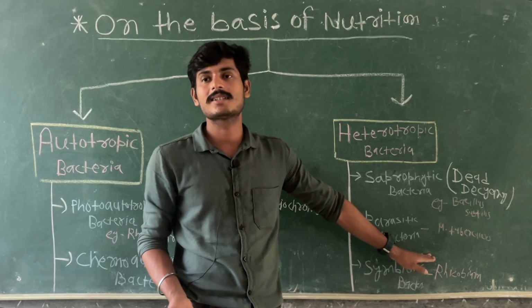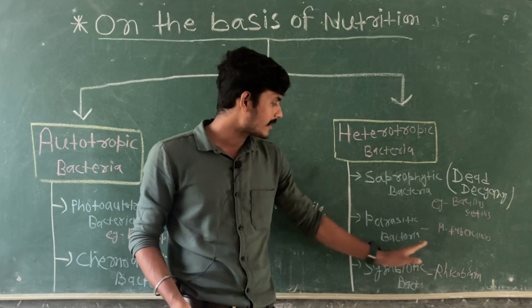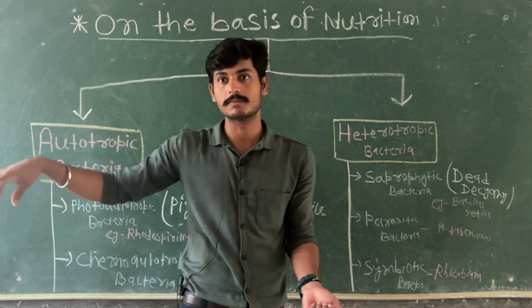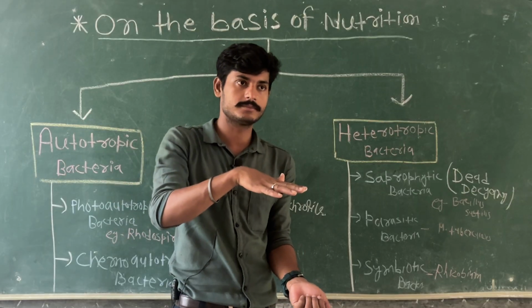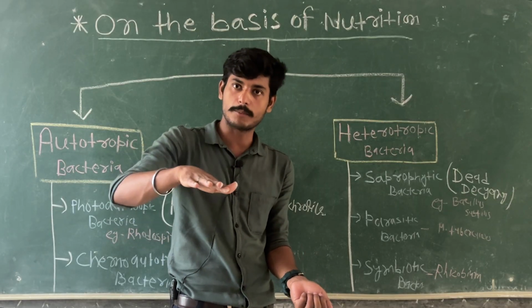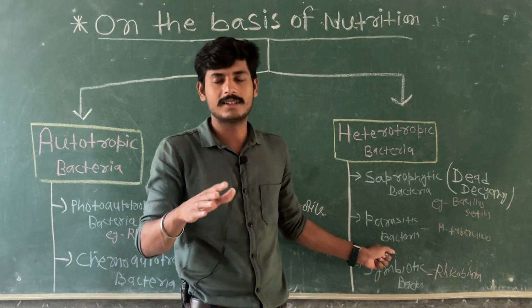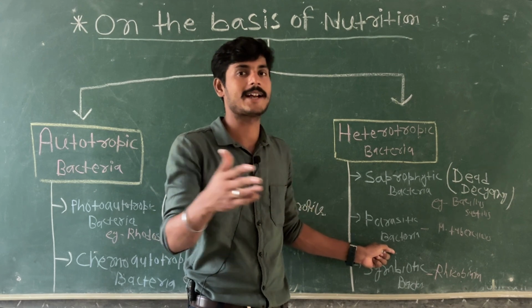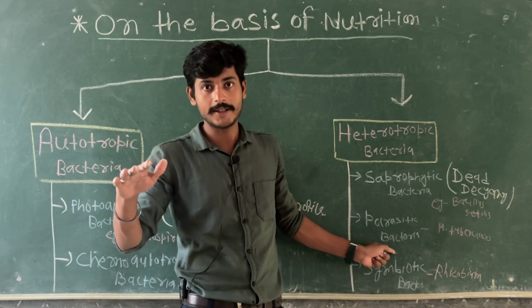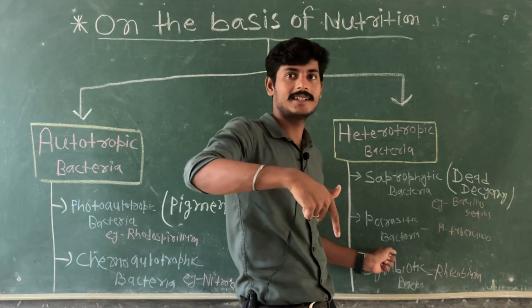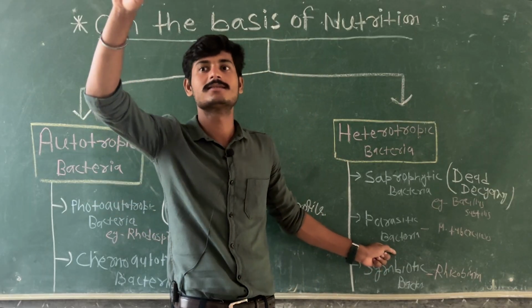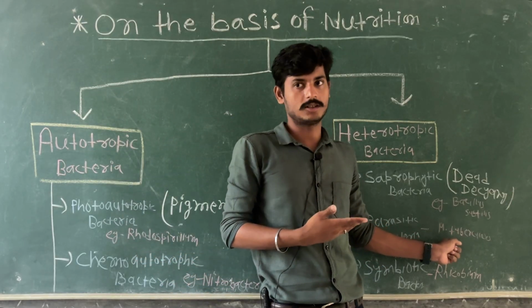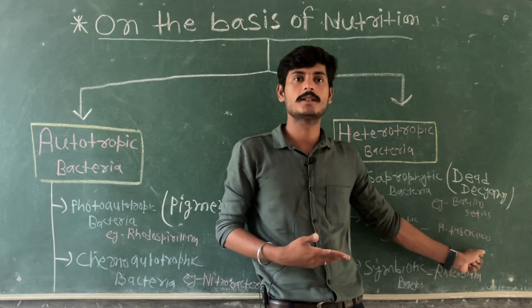Then we have another category called the parasitic bacteria. As the name suggests, they can live inside the body of a human or any other organism, or they can live on the body. By location, they are called endoparasites and exoparasites. Exoparasite means on the body, and endoparasite means inside the body. Getting the point? Example is the well-known TB bacteria, Mycobacterium tuberculosis.